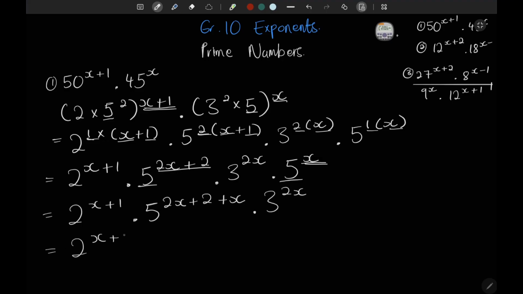We write down our 2x plus 1 as it is, times 5. Now let's look for like terms. You have 2x plus 2 plus x. 2x and x are like terms. So 2x plus x is 3x.